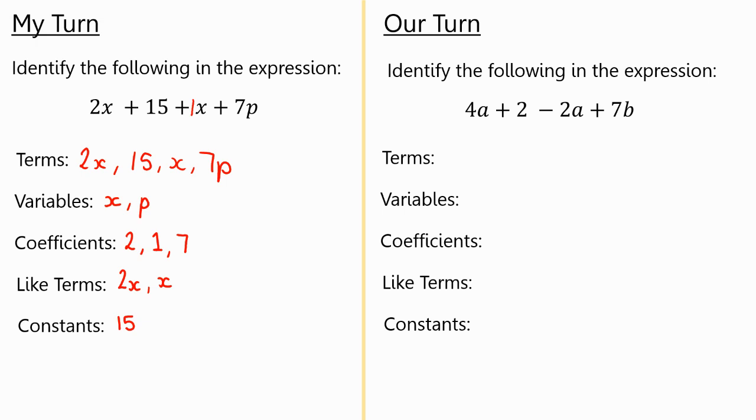The one on the right is for you to have a go at. So your expression is 4a plus 2 minus 2a plus 7b. Can you identify the following in the expression?